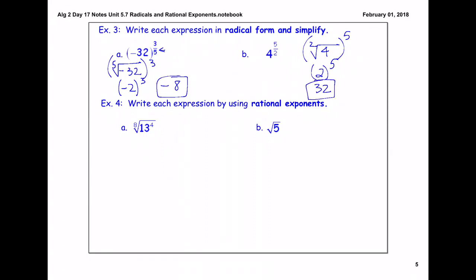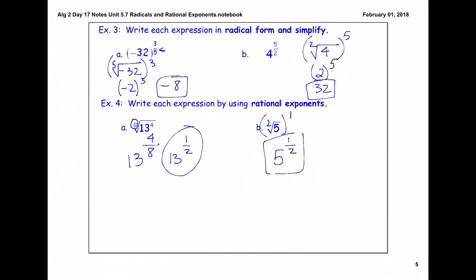Write each expression using a rational exponent, so here we're going the opposite direction. Whatever's on the outside is going to be in your denominator. Your power is your numerator. Whatever your base is remains your base. 13 to the 1/2 power, and we are simplified. If you have an invisible number outside your radical, remember it's a 2 because it's a square root raised to the 1st power. So we have 5 to the 1/2 power.